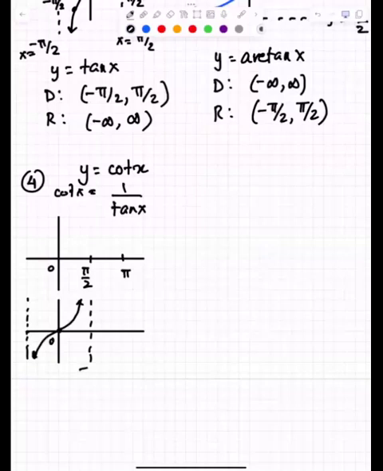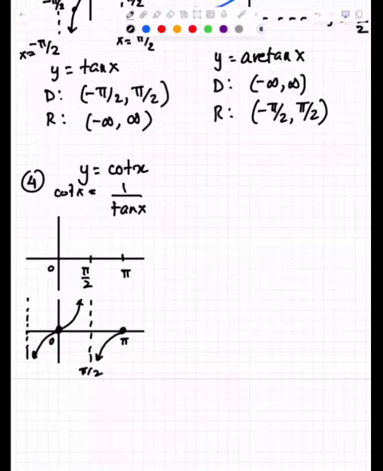0, pi/2, and this is pi. Okay, 0, pi/2, pi. And tan's period is pi, right? So 0 will repeat, and this piece will repeat here. Okay, now look what's happening.